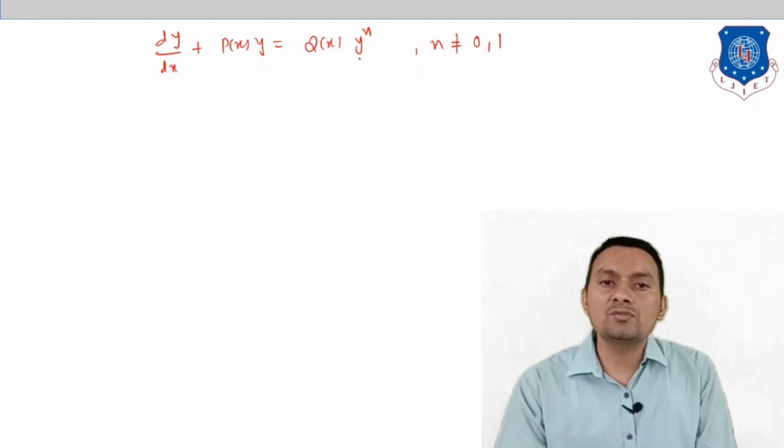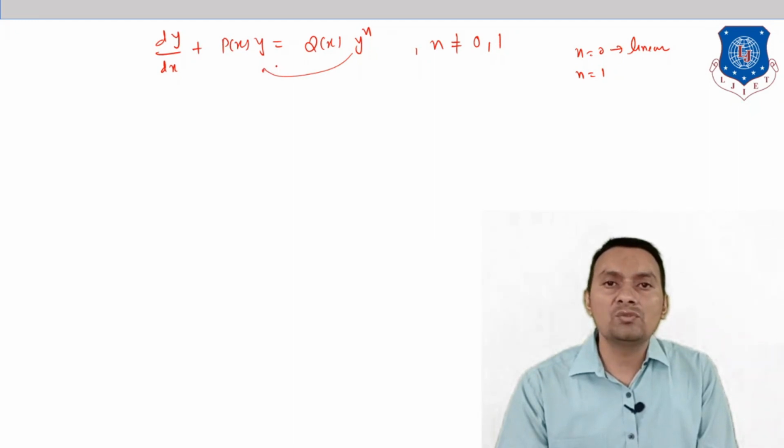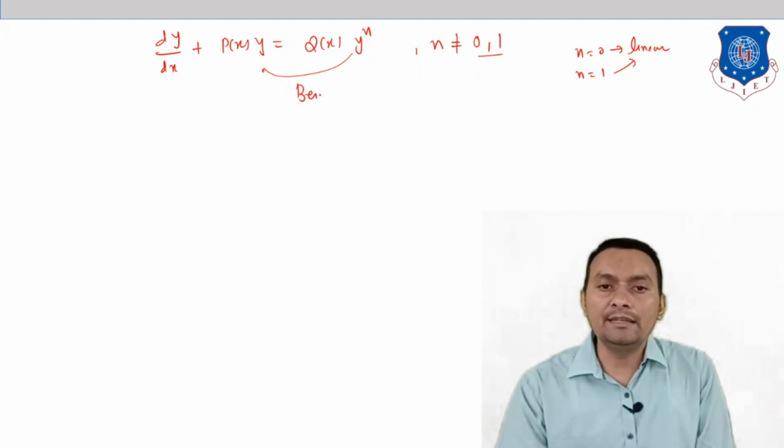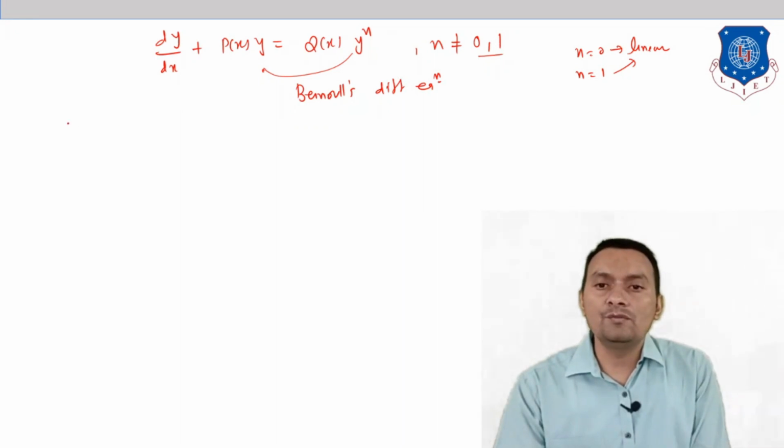If n is equal to 0, then y raised to n is going to be 1. So in that case, it will be a linear differential equation. But if n is equal to 1, what will we get? Y raised to n can be written on the left hand side. So again, it will be dy by dx plus p of x minus q of x times y equal to 0. So again it will be linear, and that's why we are assuming that n is not equal to 0 and 1. So in that case, this will be the Bernoulli's differential equation.